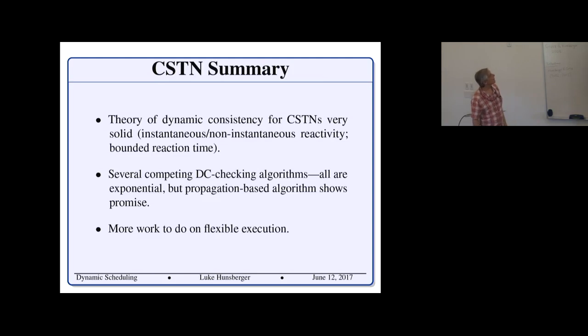So the idea of dynamic consistency for CSTNs, okay, the theory is good, very solid. There's several competing algorithms, and we're working on comparing them all empirically. We know that the propagation-based algorithm works at least to some degree, but we're going to implement them all and compare them all. And then on flexible execution, we're going to be presenting something later this year about dispatchability.